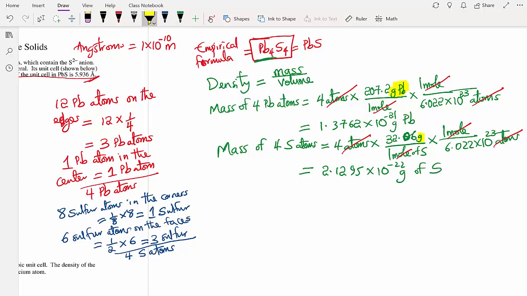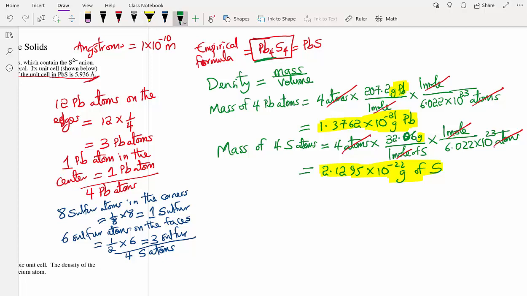But in this question, we want to find the mass of the unit cell. And we have 4 atoms of lead and 4 atoms of sulfur. So we will need to add the mass of the 4 atoms of lead to the mass of the 4 atoms of sulfur.